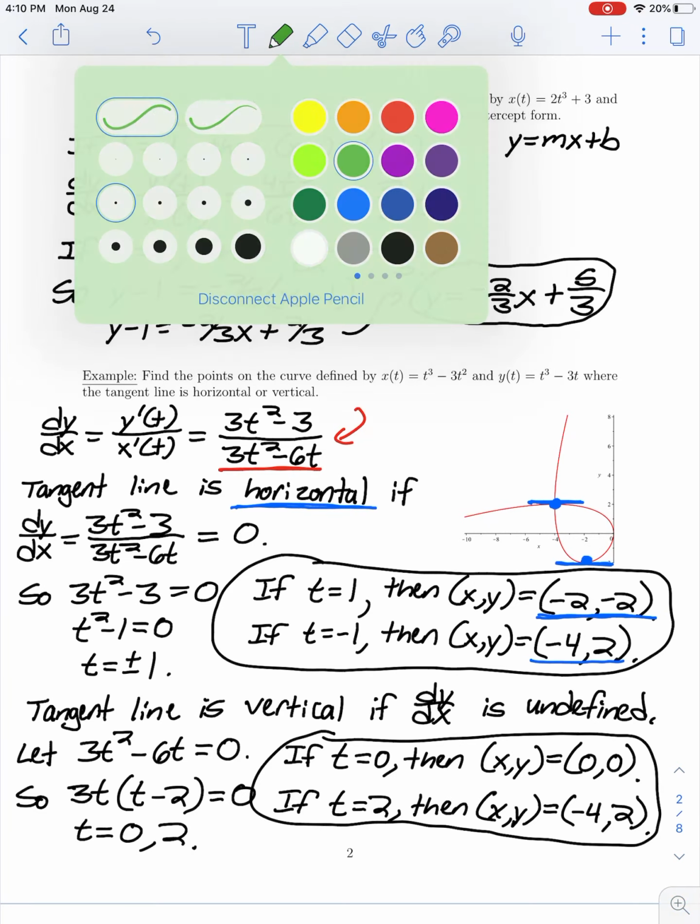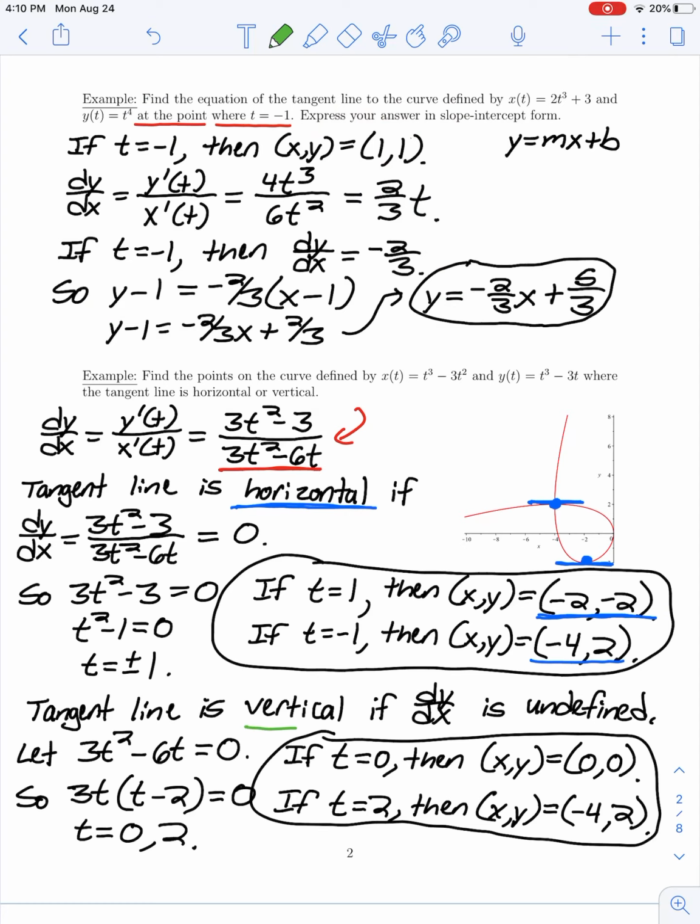Now, the case of a vertical tangent, we had at the point (0, 0), that is the origin, right here. We see that the tangent line to our curve is indeed vertical. And also at the point (-4, 2), the same point that we had before here, we see that our tangent line to the curve would be vertical. So this illustrates sort of how that's possible.